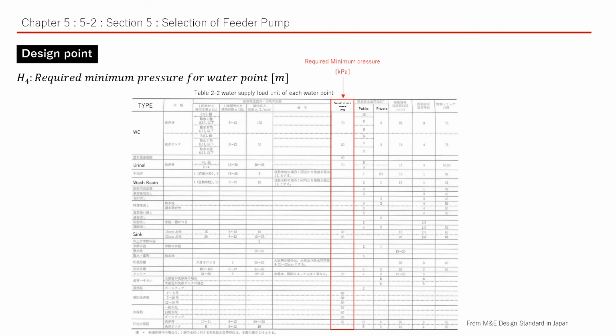About H4, the minimum pressure for the water point, we would like to introduce one of the summaries from the Brown book. We can select from this table. Normally, the WC flush valve or shower becomes critical. So you had better always consider 70 kPa as the minimum required pressure.